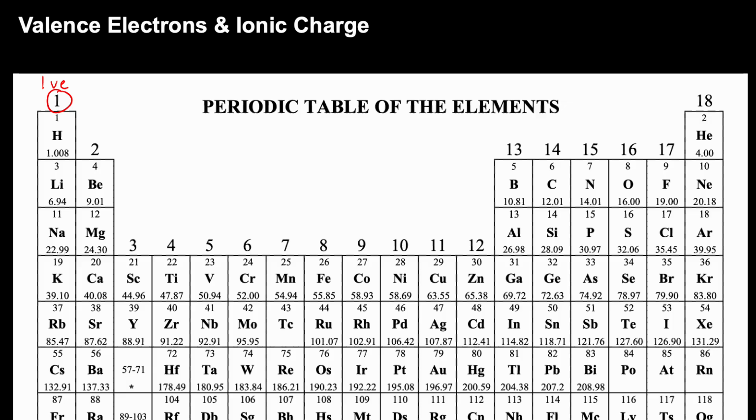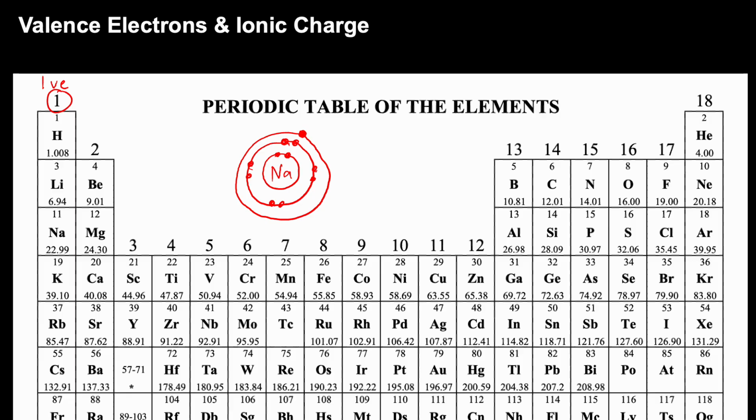So let's say we're looking at sodium. Sodium has a total of 11 electrons. We know its first energy level is full with 2 electrons. Its second energy level is also full with 8 electrons. So now we have a total of 10. And then the final electron is in the 3rd energy level. And this is what's called our valence shell or our valence electron.